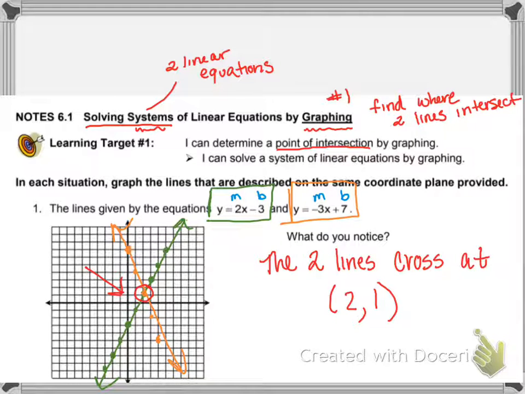The two lines cross at the ordered pair of over 2, up 1. Remember, your ordered pairs are always x and then y. So over 2, up 1. Okay? All right. So that is my solution to the system. As long as you find that ordered pair, you are done. Okay? So you graph them, figure out where they intersect, and write the ordered pair.